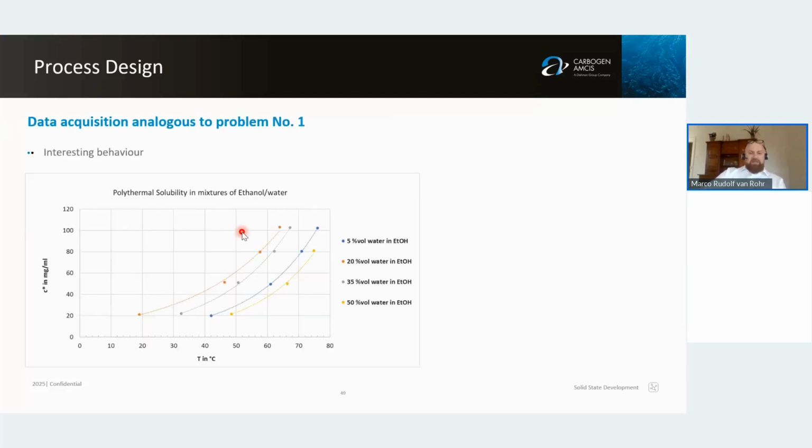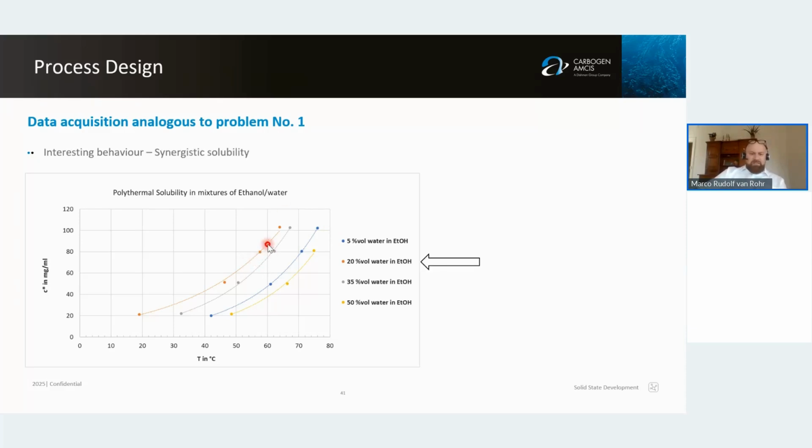I did the same thing as before, recorded polythermal solubility data. We had a couple of data sets before. That is the reason why I was very lucky. That was my first shot. So from 16 data points, I got out 15 clear points, just 50% water in ethanol wasn't recorded. However, we see quite interesting behavior here.